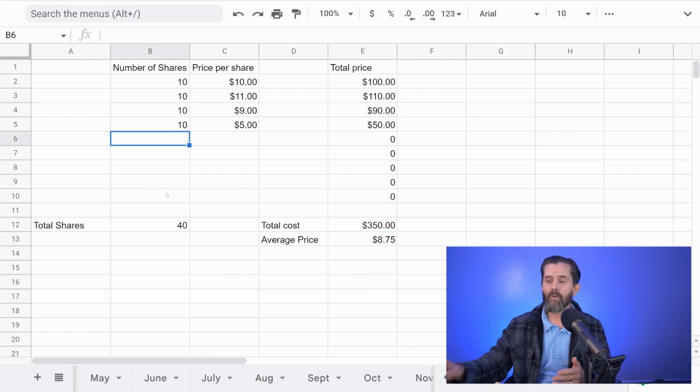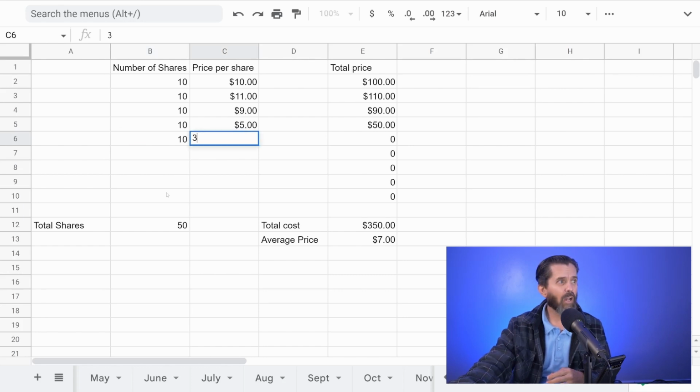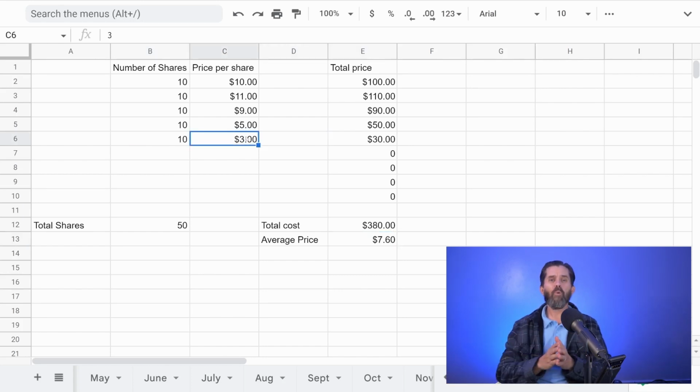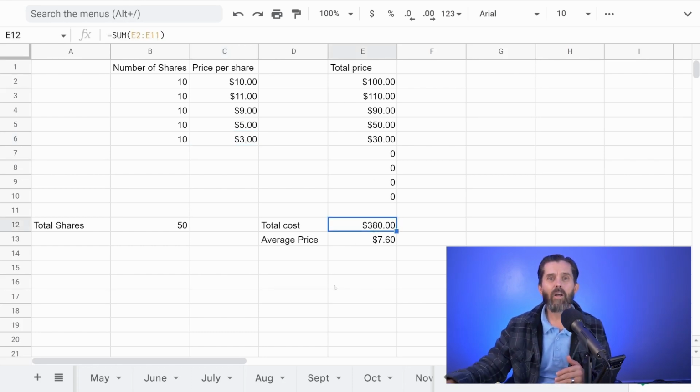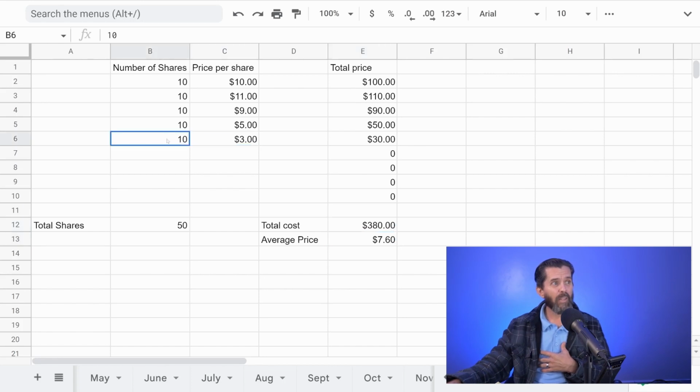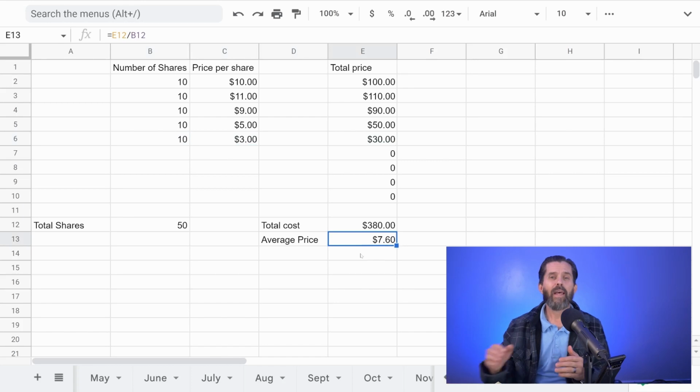So let's say you have another moment of just the absolute tank in the market and you're down to $3 a share. Now all these shares that you bought are only worth $3 each. You've spent a total of $380 to get into it, but your average share price is $7.60. The current share price though, because you just bought some, remember, is $3 a share. So you're now less than half. You're really in the red right now.